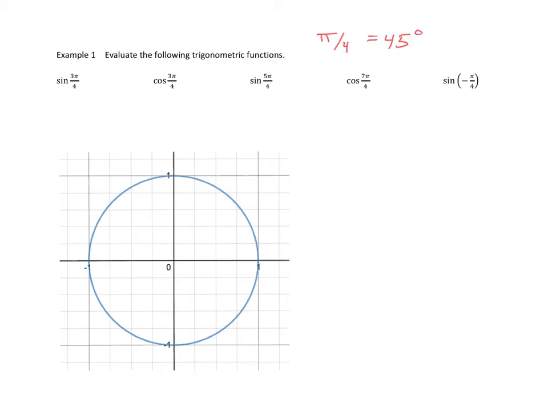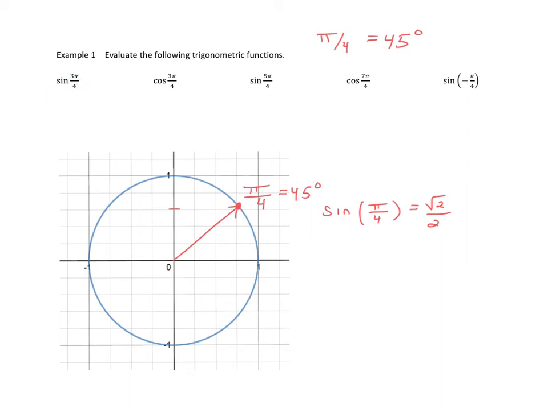I'm going to draw that on the unit circle. So that's something like this. Here's pi over 4 radians, and that's 45 degrees. By the way, we also know that sine of pi over 4 is equal to root 2 over 2. And that is the y value. It's the y value of this point. All right, great. But how does that help me figure out sine of 3 pi over 4?